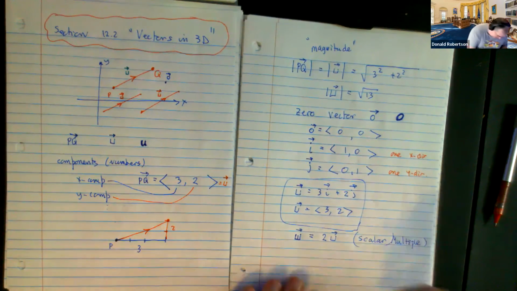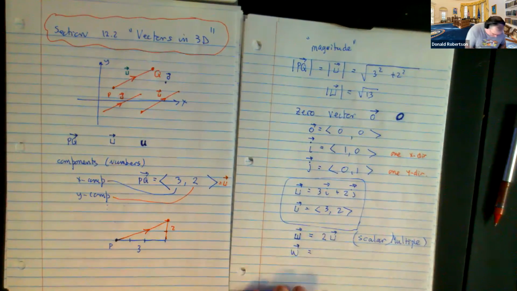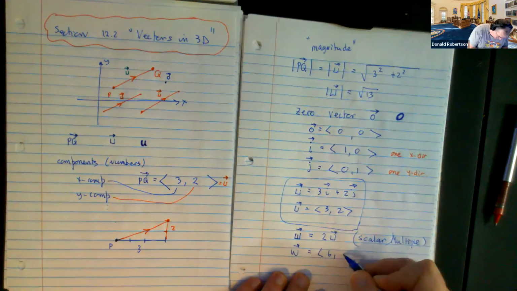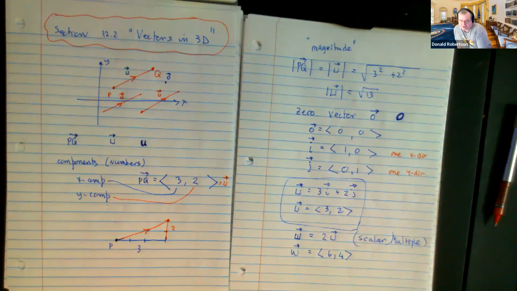What are the components of this one? Well, 2u basically means twice in the u direction. Does that make sense? You just double the components. We go with that, doubling its components.